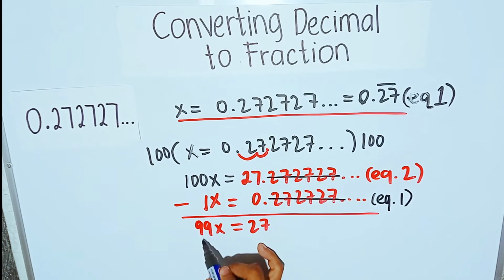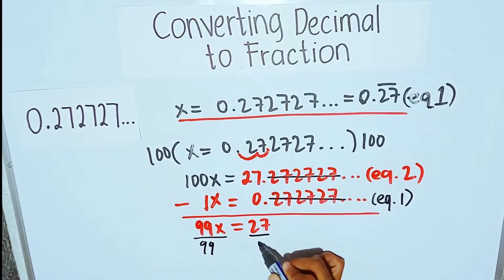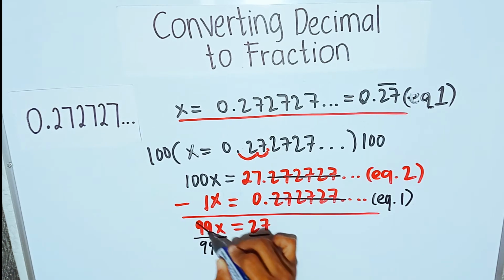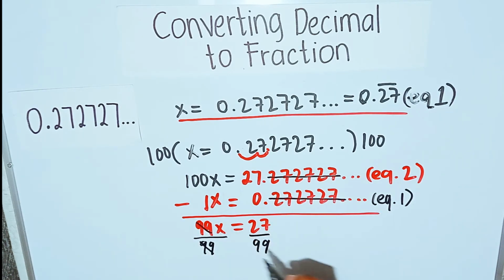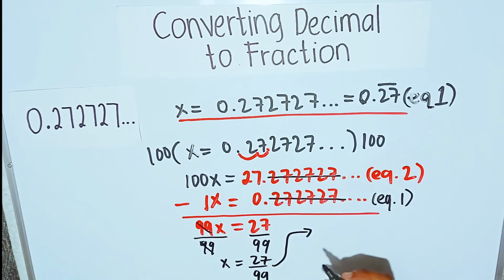And then, paano natin mahanap yung value ng x? Ang gagawin lang natin is to divide both sides by 99. Subtract, cancel out. So, natira na lang po dito is x, and then meron tayong 27 over 99. At yung 27 over 99 na yan, pwede natin siyang i-reduce into lowest term. So, ano yung pwede makapag-divide sa 27 and 99? Yes, tama ka ulit dyan, KML.